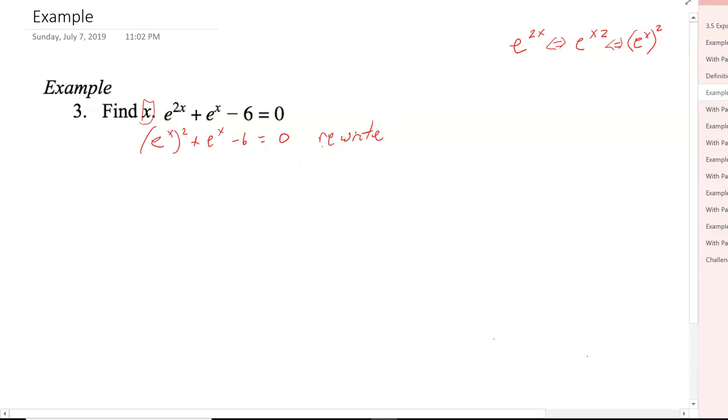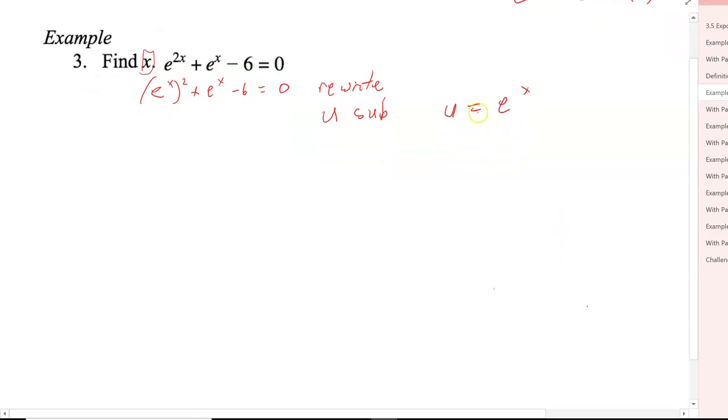For e to the x, to make our life easier, do a u substitution. So u equals e to the x. We're still going to try to find x at the end, but we put in a u to make our life easier. So u squared plus u minus 6 equals 0.